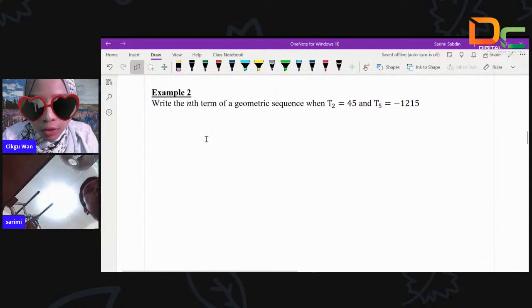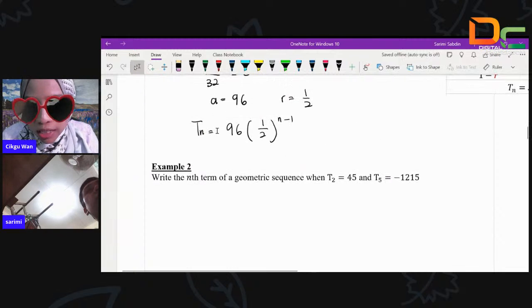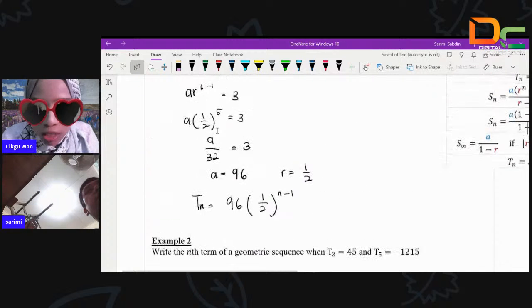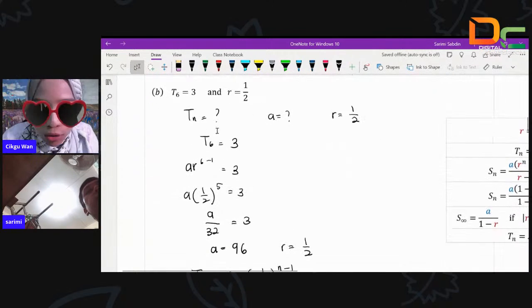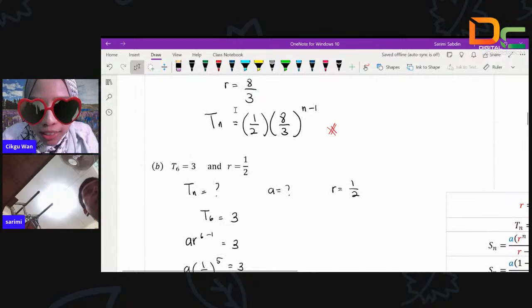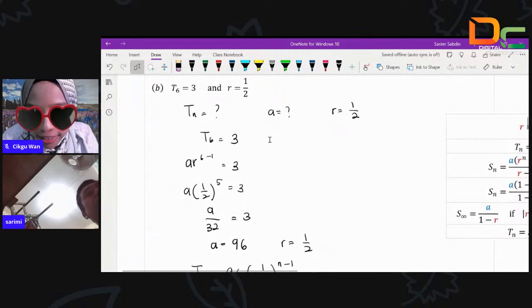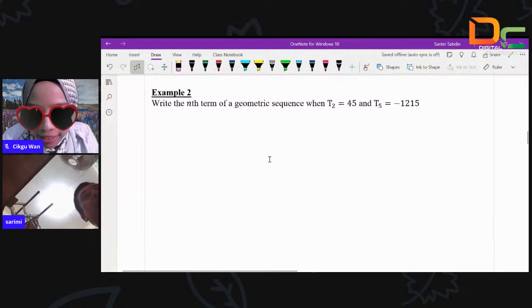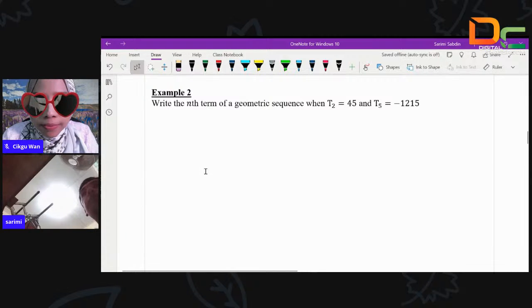Alright, so the students are almost the same, calculating with us. Some got a is 96, r is 8/3. Very good. So they are with us. Concentrate. Very good. Alright, so continue. Some are doing well. Okay. Alright, so can I continue with the second example?